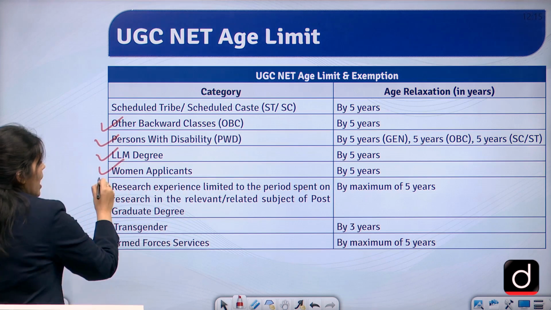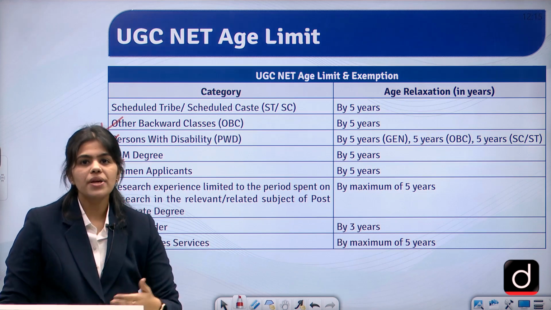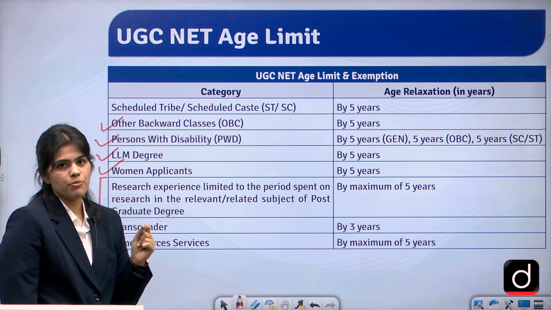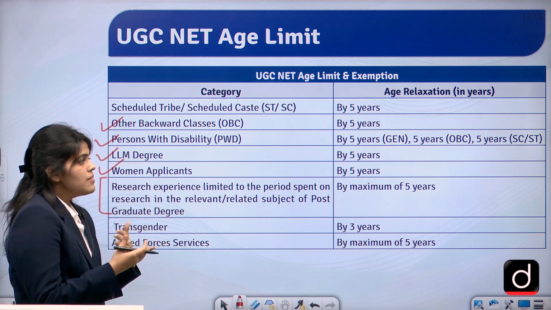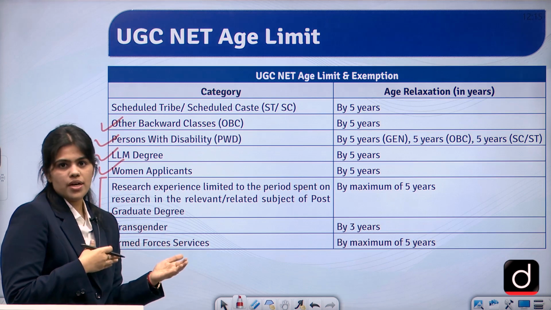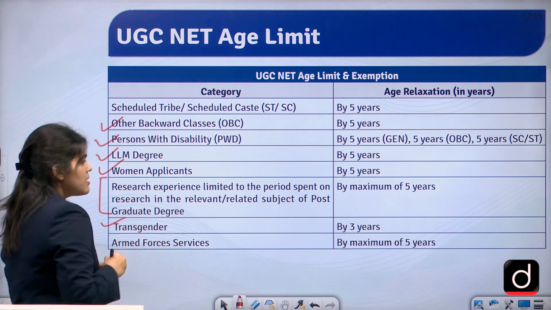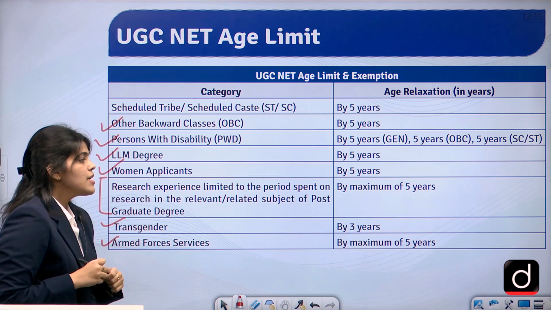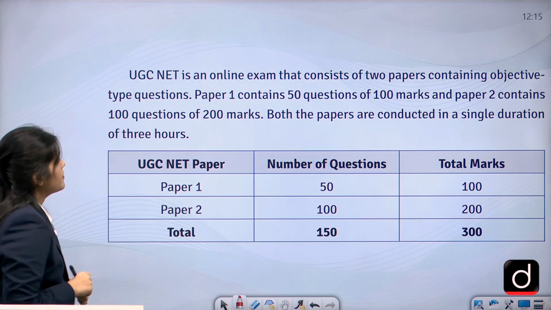Then the students who have done or who actually have research experience in the topic that they are giving the exam in also have relaxation of maximum up to 5 years. So this is maximum. It also depends on the research work that you have done and how much research work you have conducted. Transgender have a relaxation of 3 years. And armed force services also have a relaxation maximum up to 5 years.